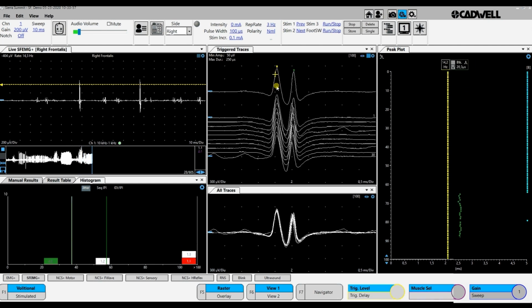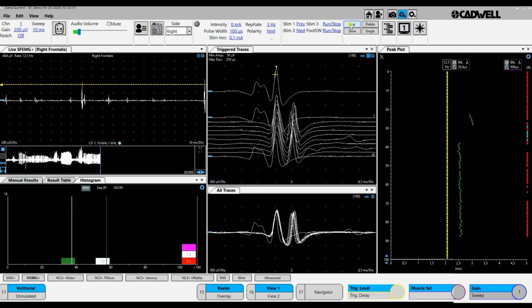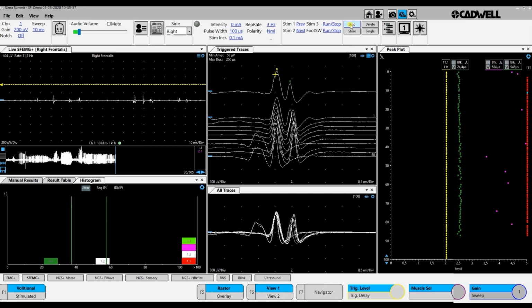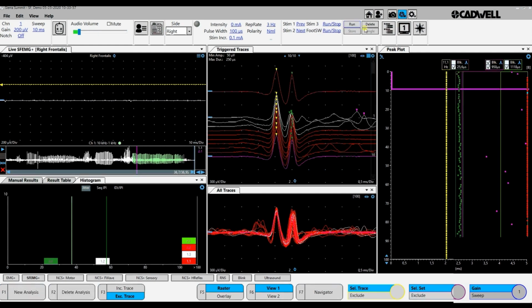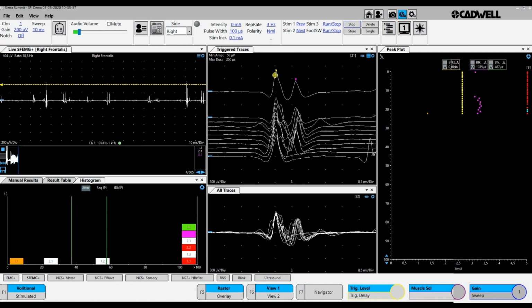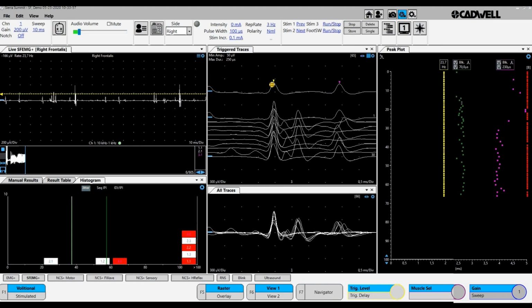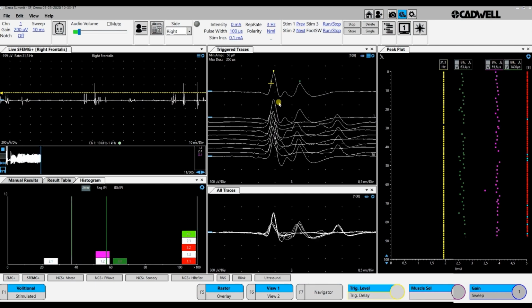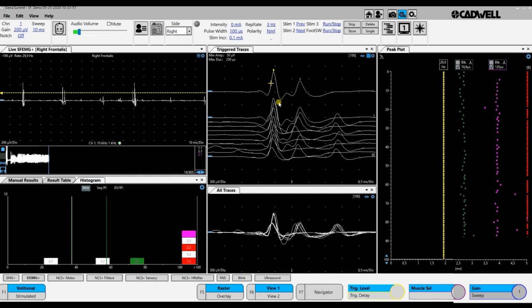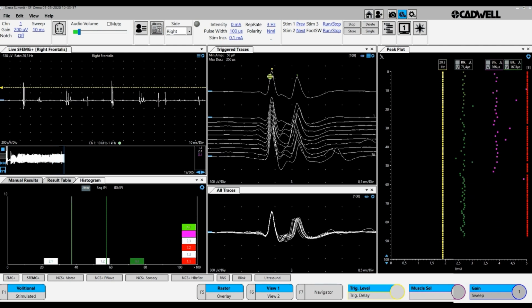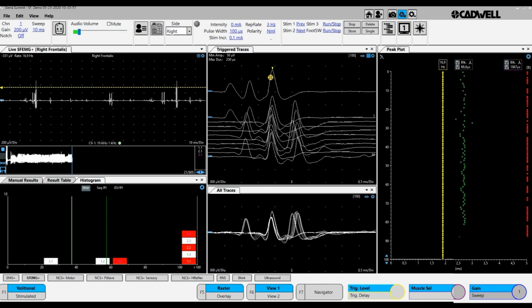I move the needle and we see an early small component. Here's a good recording. And now we have 100. We stop recording and I try to find a new position. Here's another. The trigger is a little too low, so I lift it up a little. Now we get a more stable situation. And you see the jitter.